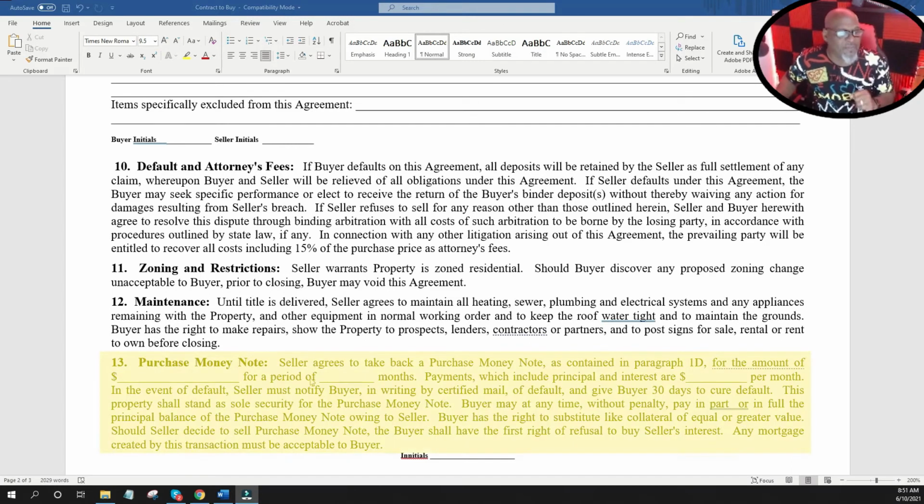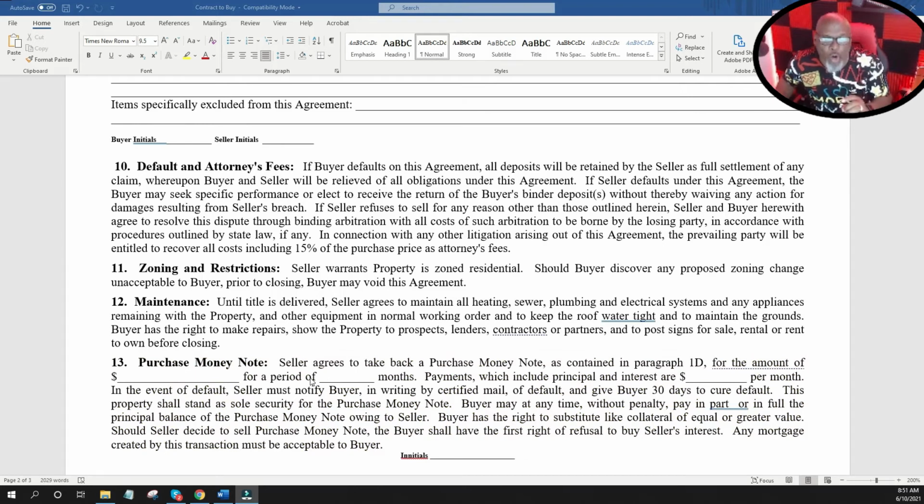Number 13, if you plan on putting a note or getting a note from the seller, the details of that note go into section 13. That's all. If you're not doing that, you can leave that area blank, or you can cross it out so that the seller knows that it doesn't apply.